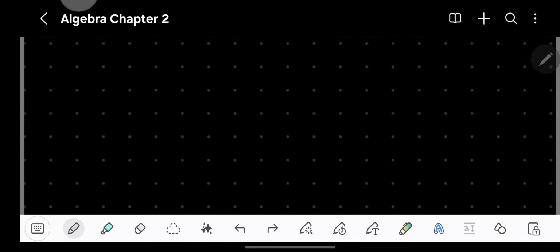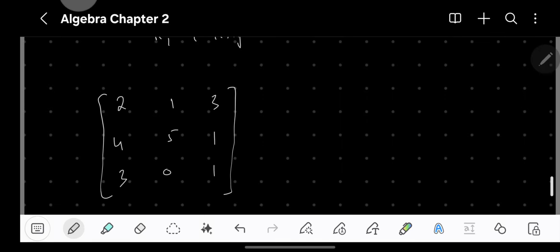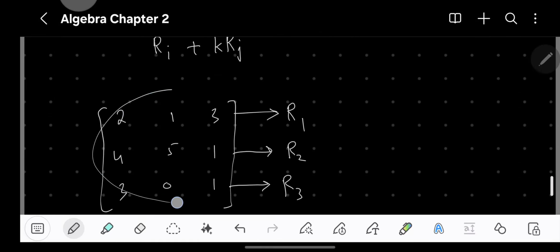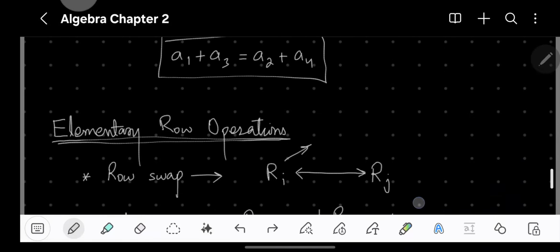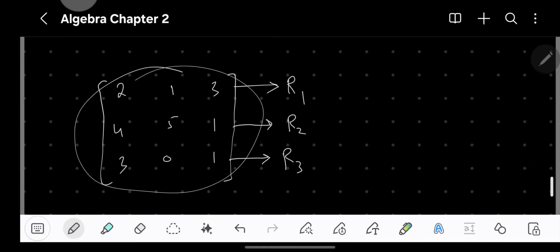Okay, let's do an example here. Suppose this is an example, and this is row 1, this is row 2, and this is row 3. When I talk about Ri and Rj, Ri means R1, R2 or R3, any of these rows if the matrix is 3 by 3. Similarly, Rj also means any of these rows.